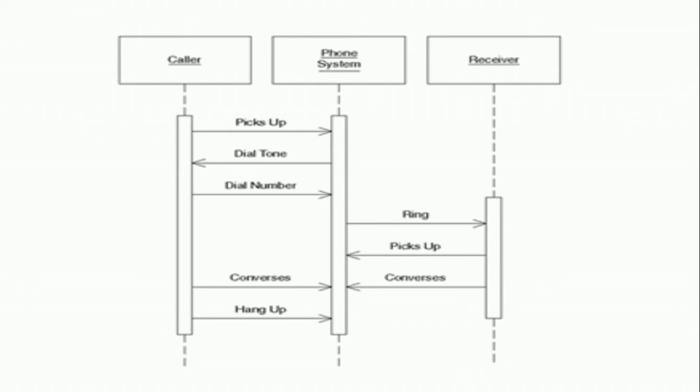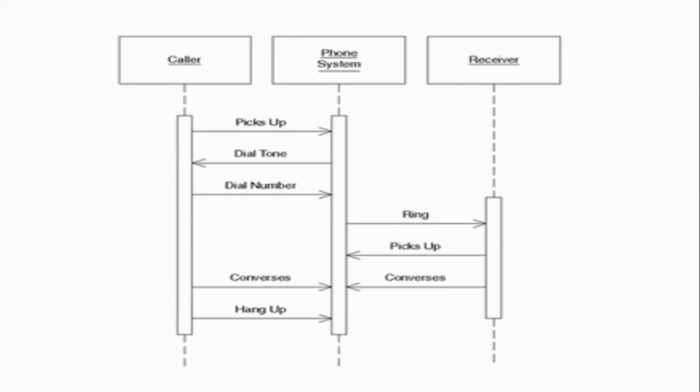Now, here is the caller. In the middle it is the phone system and there is a receiver. So first the caller picks up the phone system. This is the interaction diagram. Here it is shown how the process will work. So first the caller picks up the phone system. Then after that there is a dial tone.